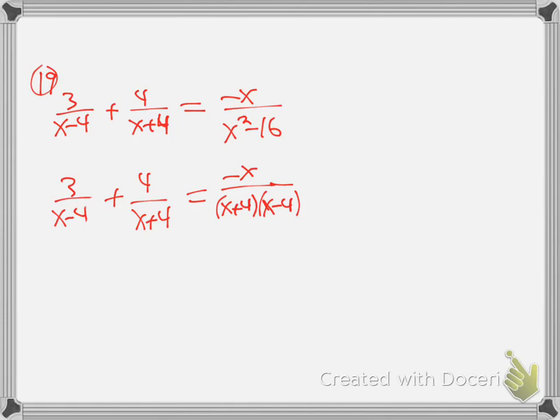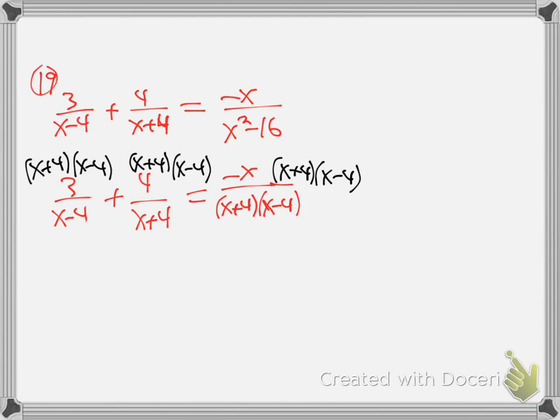So multiply through by the common denominator, which is what? One of each type. So it's x plus 4, x minus 4. x plus 4, x minus 4. x plus 4, x minus 4, all the way across. Does that make sense?